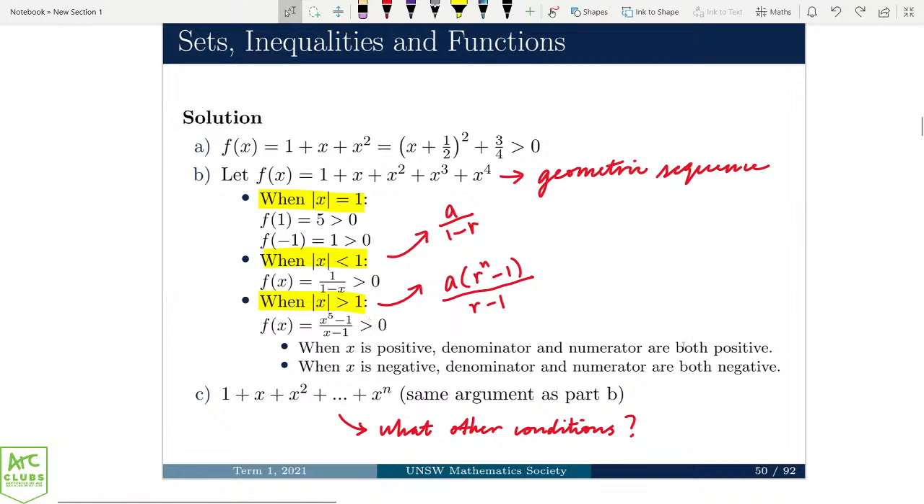And so we know when we have the first case here, then positive divided by positive will end up with a positive number. So that's greater than 0. And then next, we have negative divided by negative. So again, we end up with a positive answer.